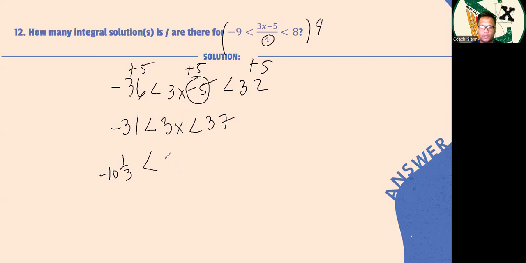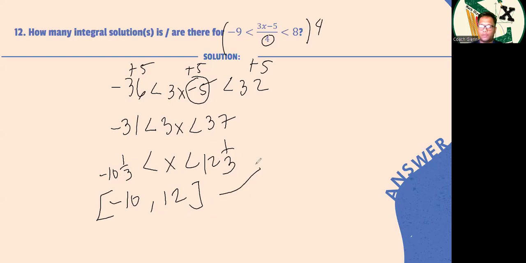Yep. So we have here x. 37 divided by 3, 36 is divisible, so that's going to be 12 and 1/3. So x is greater than negative 10 and 1/3. What's the first number that is greater than negative 10 and 1/3? That's going to be negative 10. So that's your first solution. Next, what is the last number that is less than 12 and 1/3? That's going to be 12. So now we need to find how many numbers from negative 10 to 12.